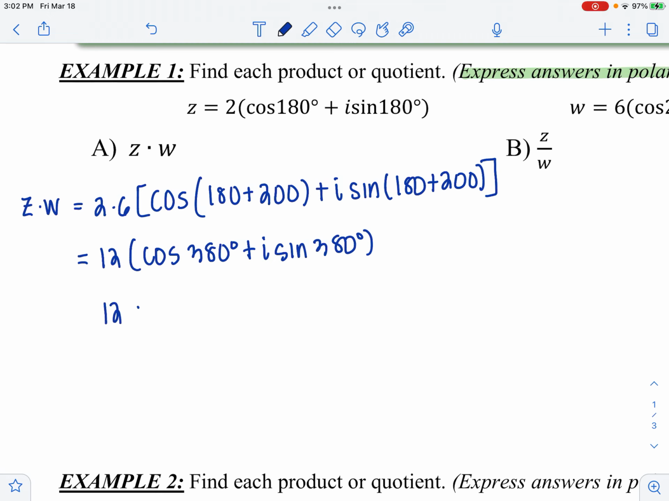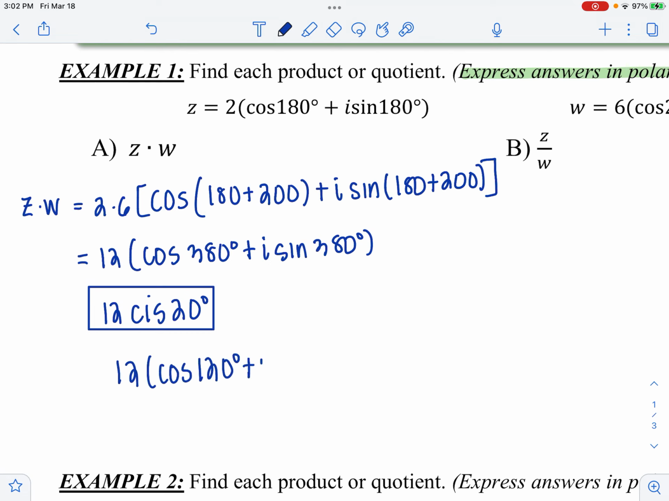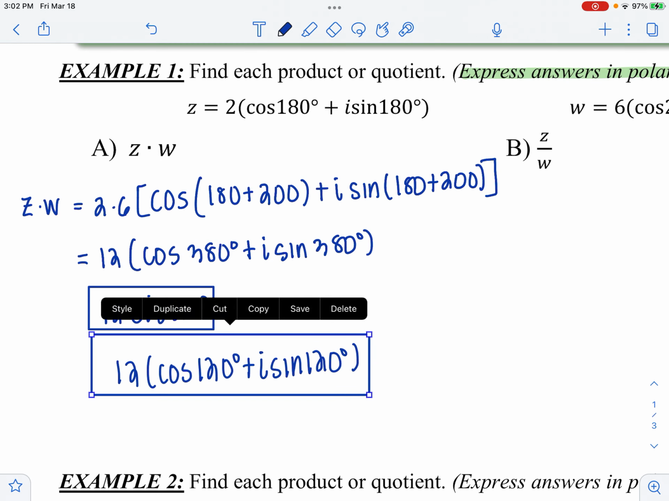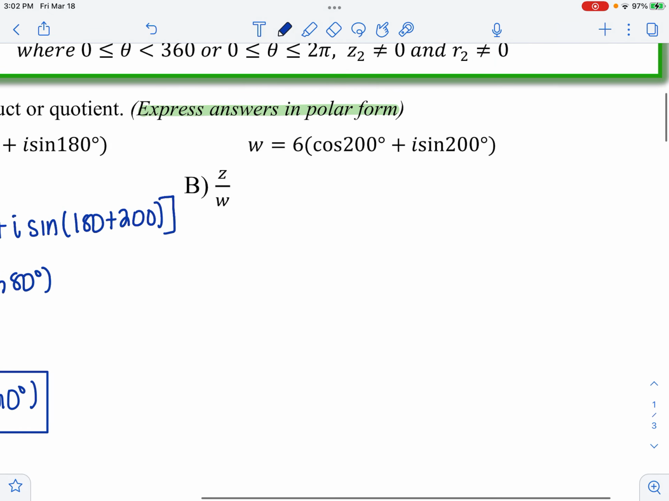So I'm going to write my answer as 12 cis 20 degrees. And yes, you can write your answer as 12 cosine of 20 degrees plus i sine of 20 degrees. That is the same answer, so either one works, but obviously cis form is easier and faster to write. So I will be writing in cis form for the remainder of the notes.